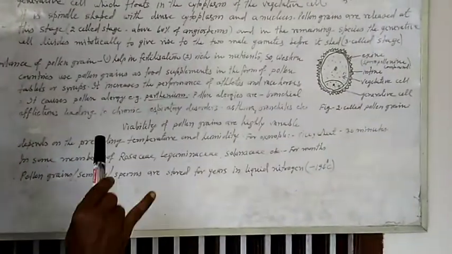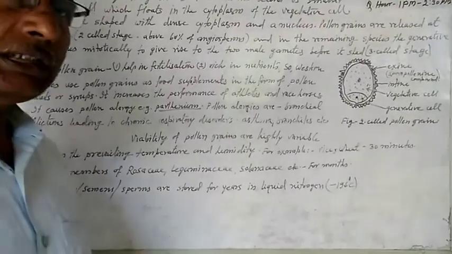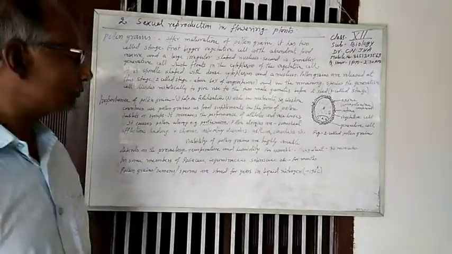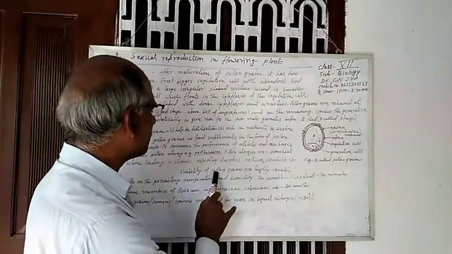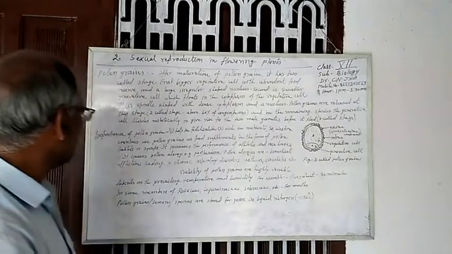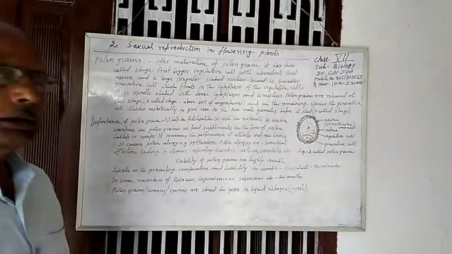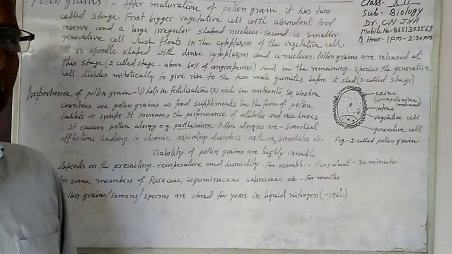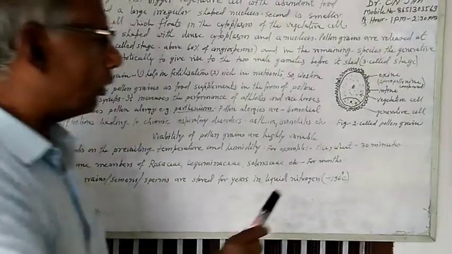Now, the viability of pollen grains after pollination, on reaching the stigma. The durability of the pollen grains for survival depends on the prevailing temperature and humidity. For example, in rice and wheat, they are viable only within 30 minutes.